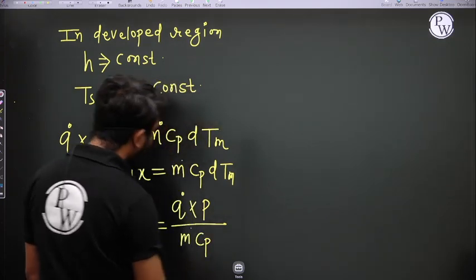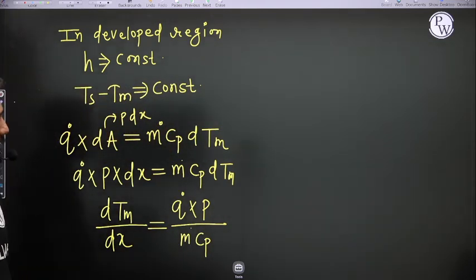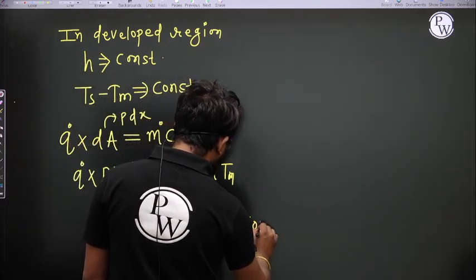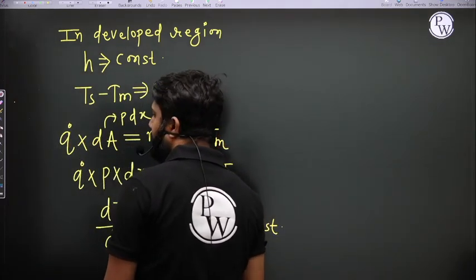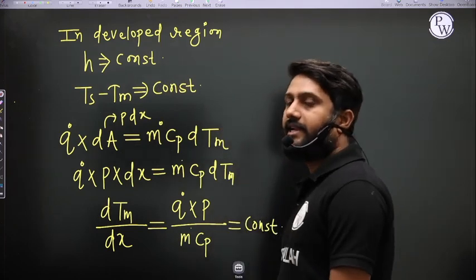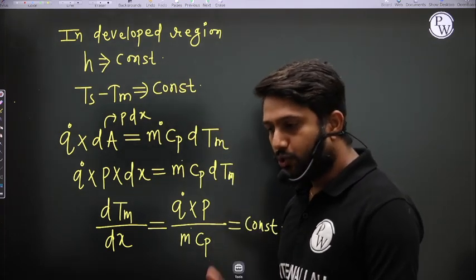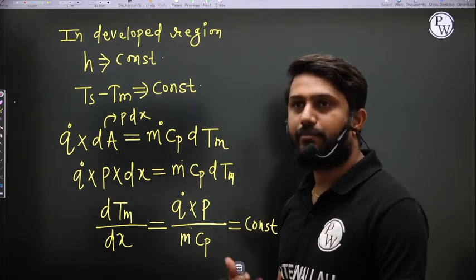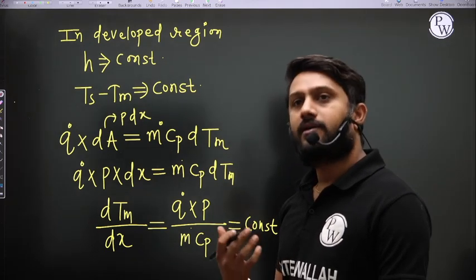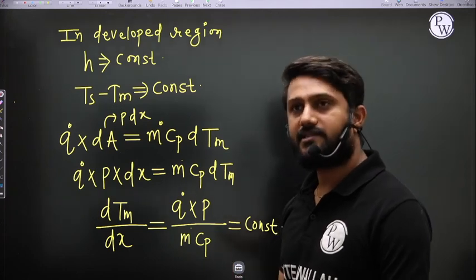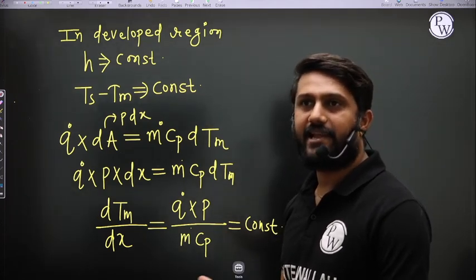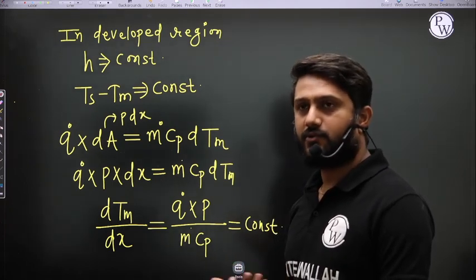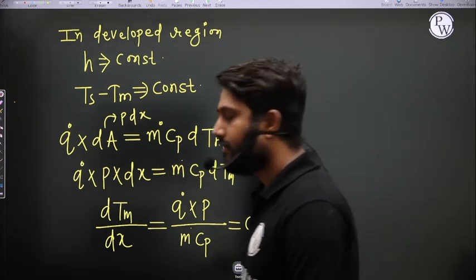Now see here, Q dot is constant, flux is constant, perimeter is constant, mass flow rate is constant, Cp is constant. So ultimately this dTm by dx term is constant, and dTm by dx is nothing but the slope of the mean temperature profile. If dTm by dx is constant, if slope is constant, that means that is a straight line.